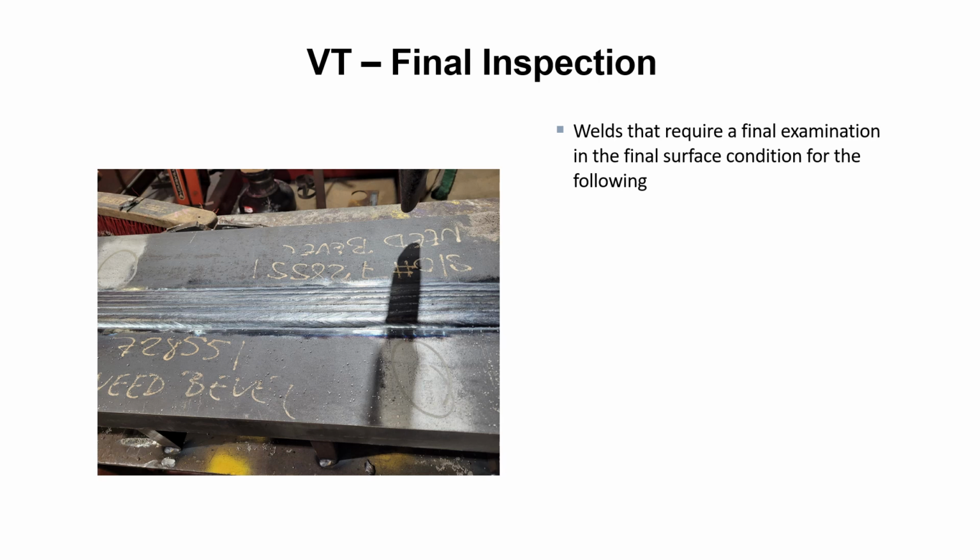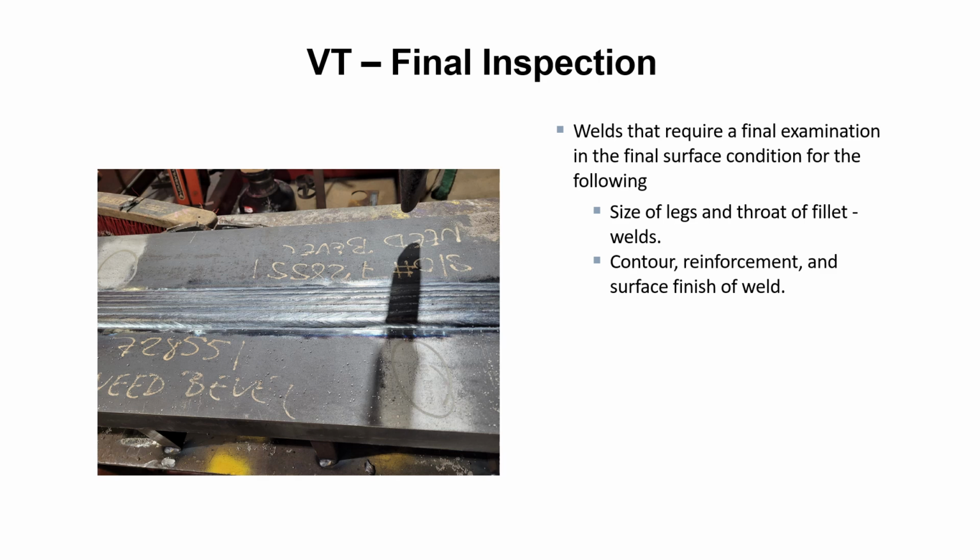VT final inspection, welds that require a final examination of the final surface condition, we're probably going to look at some of these. Size of the legs and throat of fillet welds. How big are the fillet welds? What are we looking at? Contour, reinforcement, and surface finish. What's the weld look like? Is it all humped up and ragged and just a terrible example of what a weld should look like?